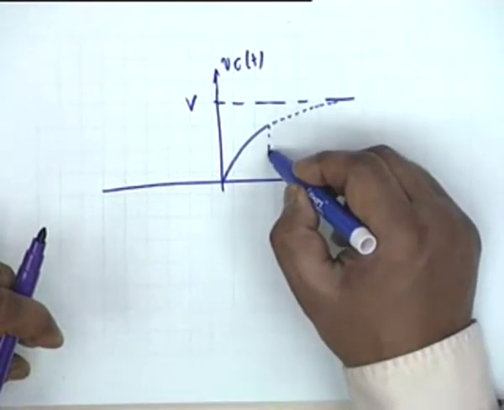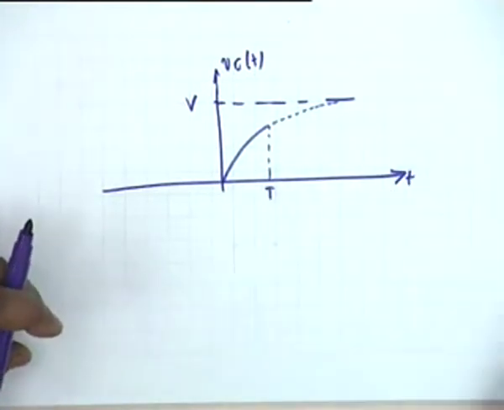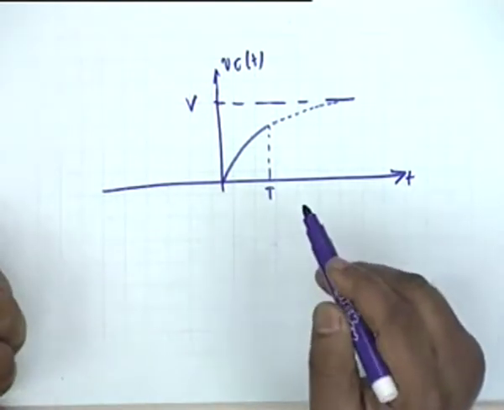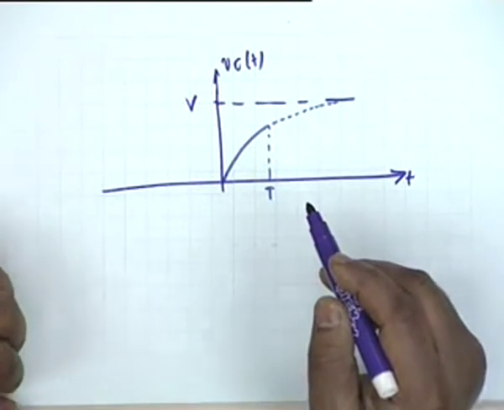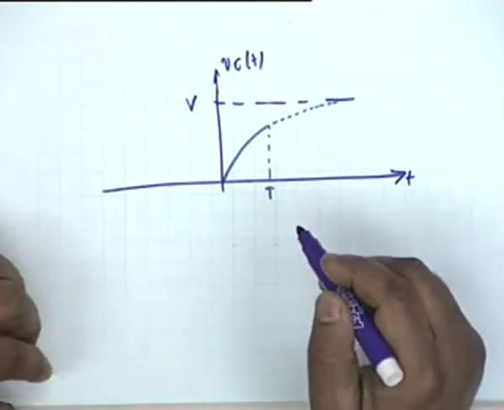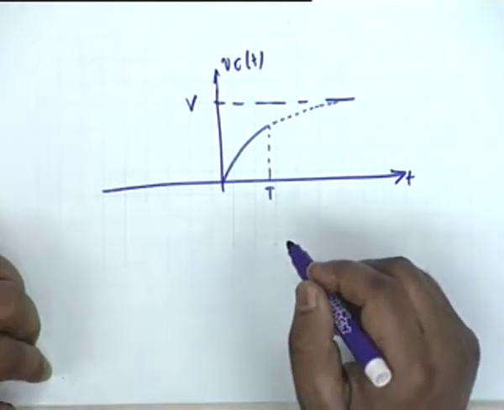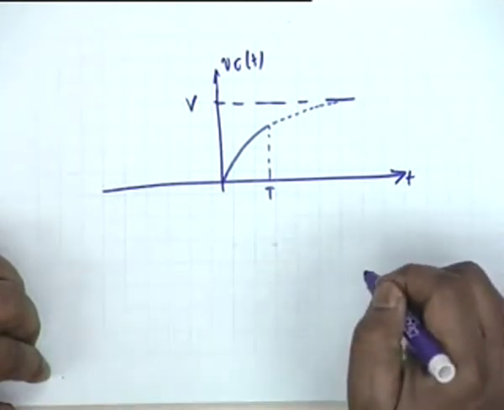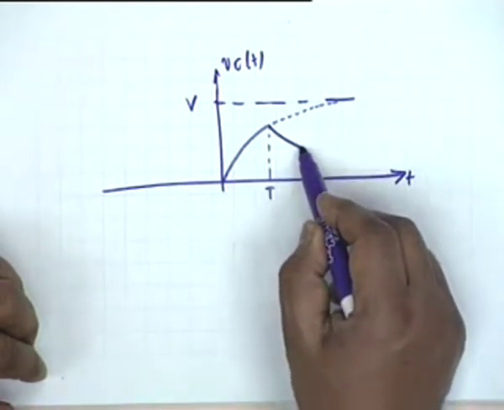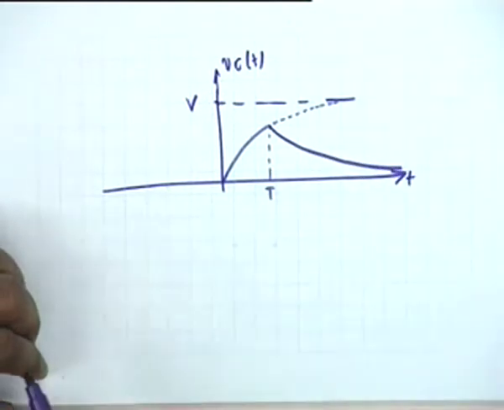Now at this point, when the time is capital T, what happens? It is joined by another term which is negative, but it starts from 0 and then goes to minus V, and therefore what will happen to the capacitor voltage? It will gradually decrease and go to 0 at t equal to infinity. So this will be the capacitor voltage.